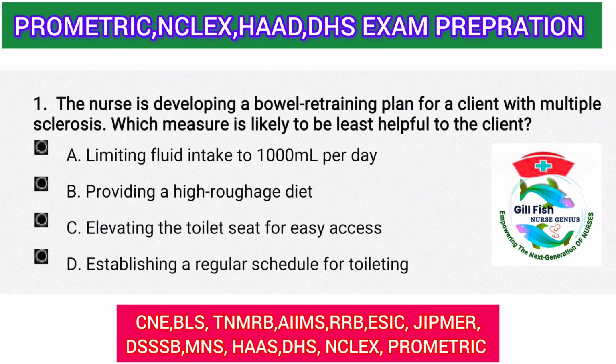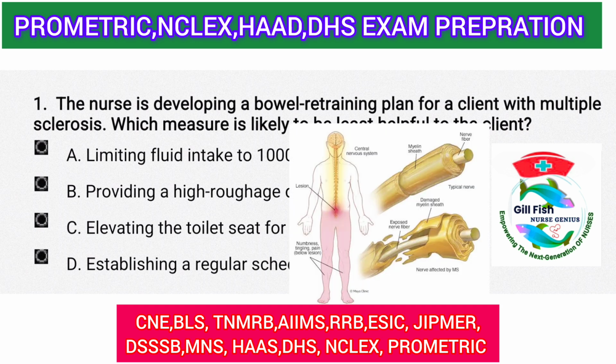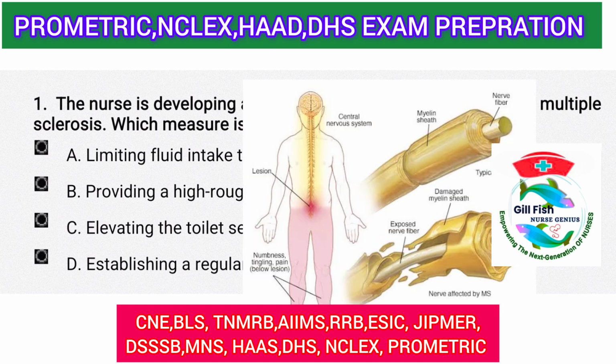The nurse is developing a bowel retraining plan for a client with multiple sclerosis. Which measure is likely to be least helpful for the client? Option A, limiting fluid intake to 1000 ml per day. Option B, providing a high roughage diet. Option C, elevate the toilet seat for easy access. Option D, establishing a regular schedule for toileting.